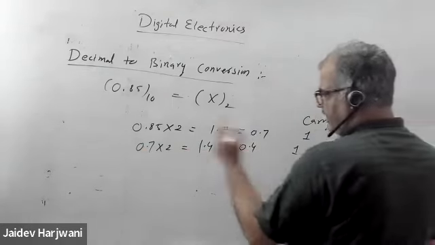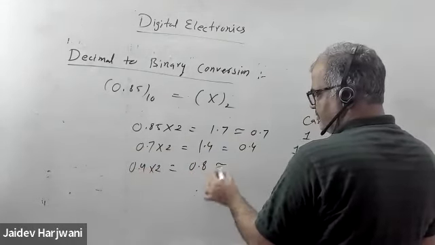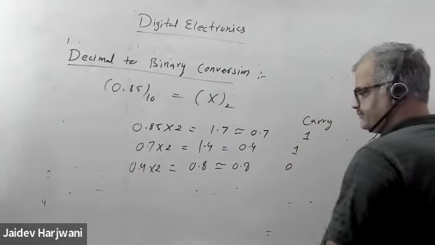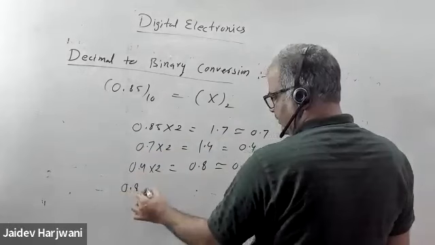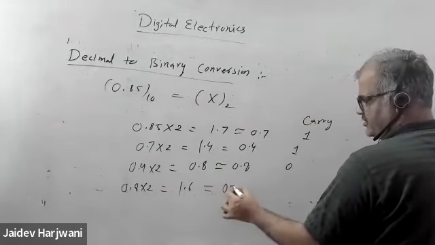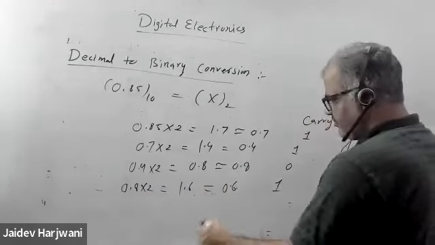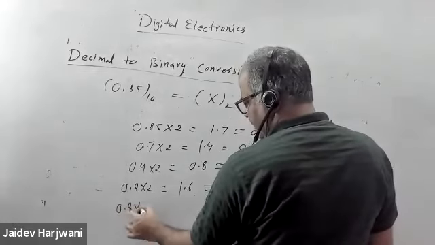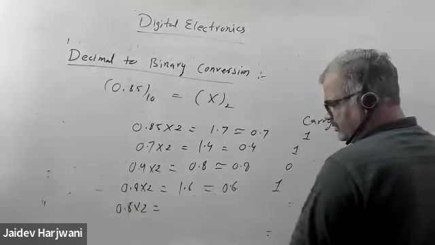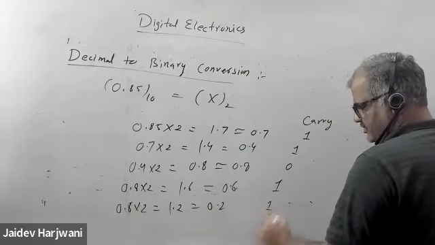Again, you take 0.4, multiply by 2, that will give you 0.8. This is the fractional part, 0.8, so the carry is 0 in this case. Again, multiply 0.8 by 2, you get 1.6. You get fraction 0.6, and the carry is 1. You can do it one more time. 0.6 multiplied by 2 will give 1.2. 0.2 is your fraction, and this is your carry.